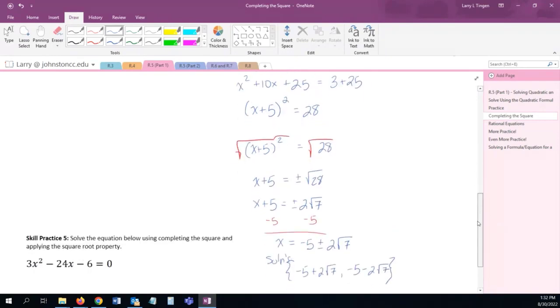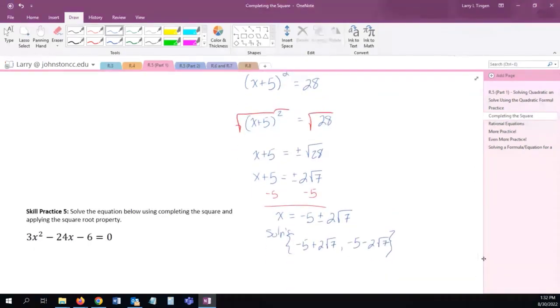All right. Practice is absolutely going to be key with quadratics.